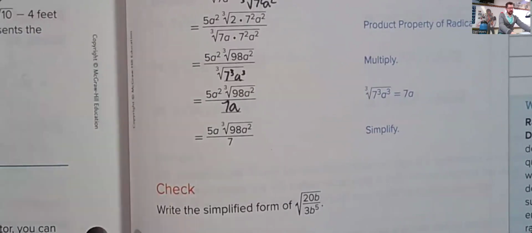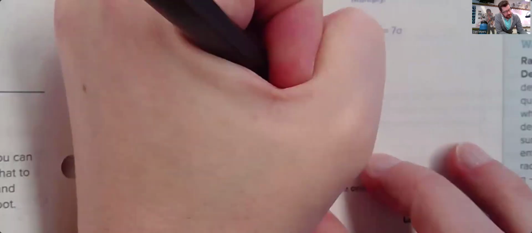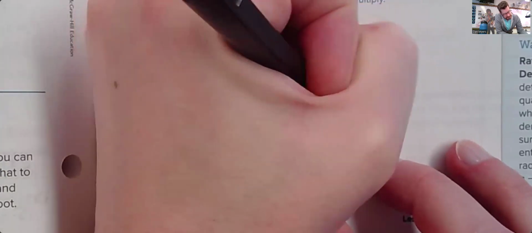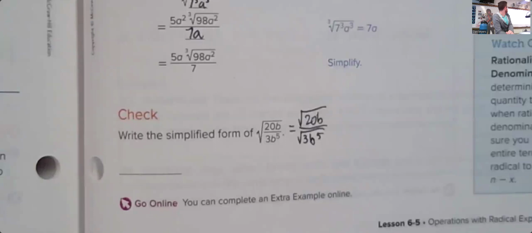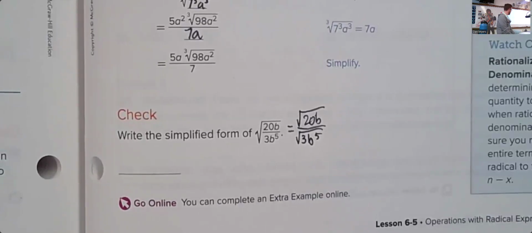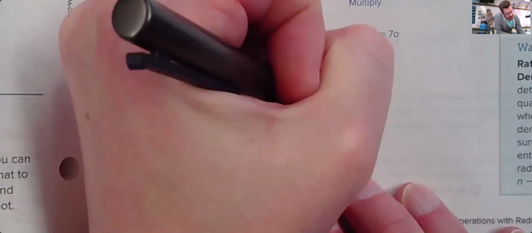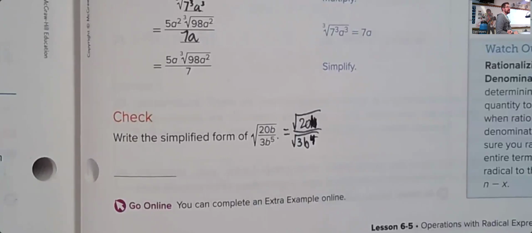Let's continue. So first thing we're going to do here, use the quotient rule, quotient property of radicals, to break apart our square root. So that'll be the square root of 20b over the square root of 3b to the 5th power. Actually, I'm going to change that a little bit. I'm going to say 20 over 3b to the 4th power. Everybody okay with that?